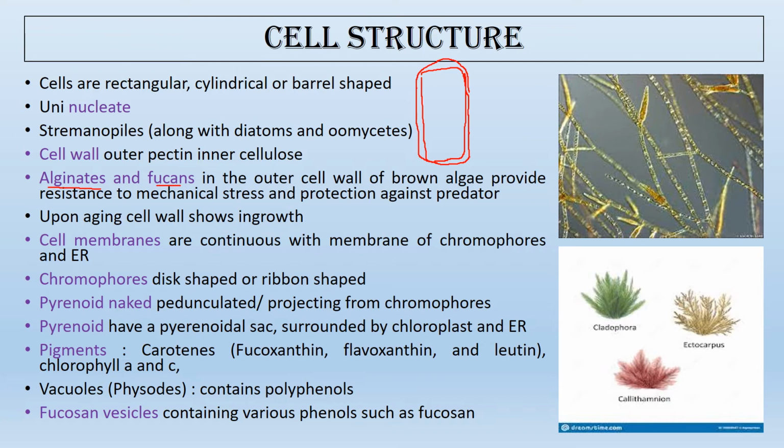and these alginates give a very mucilaginous appearance to Ectocarpus. So apart from this mucilaginous nature protecting it from desiccation, fucan and alginates also have an anti-adhesive property, which protects Ectocarpus from acting as a host to other epiphytic algae. So this was all about the cell wall.